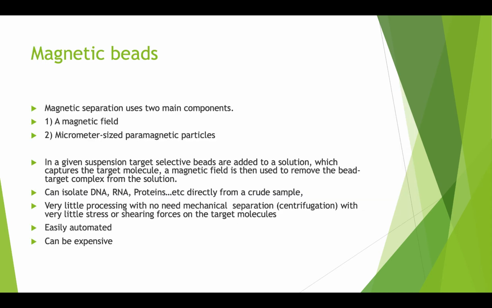The new thing, what's really now being used more and more, what I really like, is the magnetic beads. So magnetic separation uses two main components. First, you have to provide a magnetic field. You need a rack with magnetism turned on, and then it provides a magnetic field. And then in your sample you add these beads that you buy, these micrometer sized paramagnetic particles. You put them in your suspension of lysed cells, raw whatever you lysed.